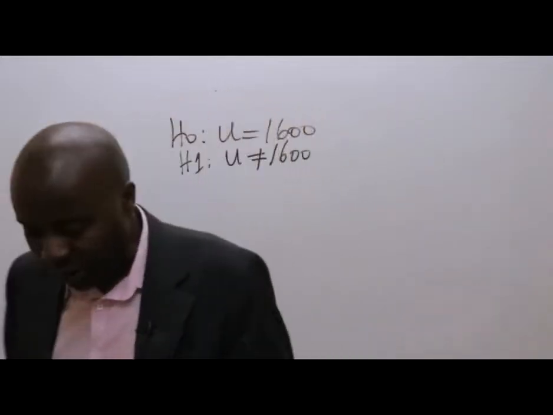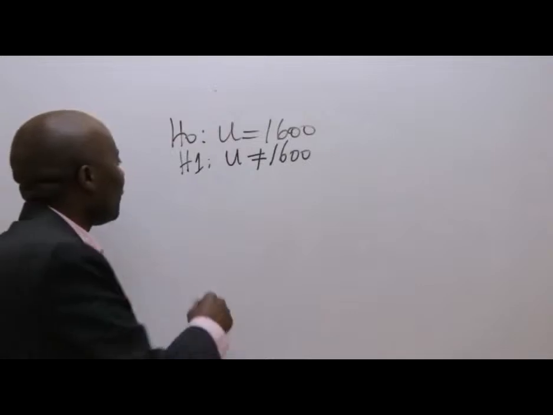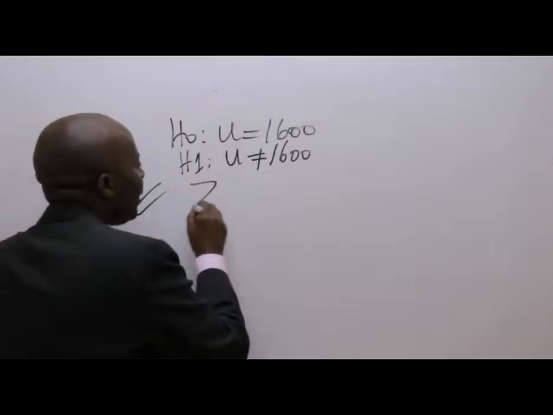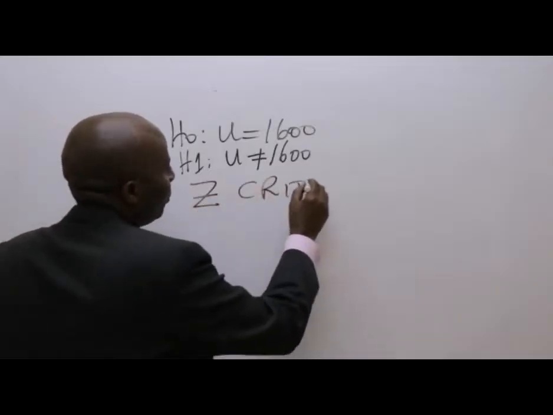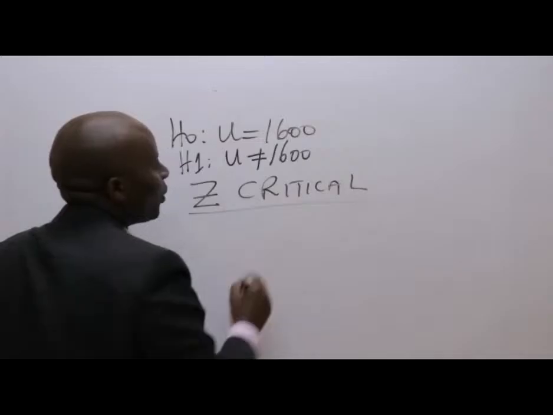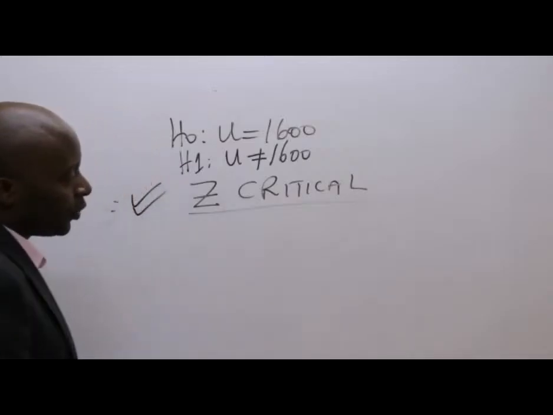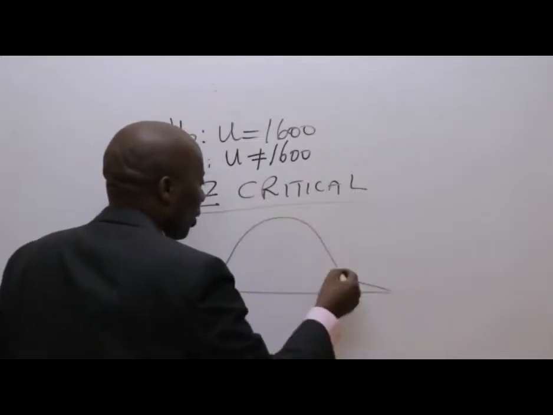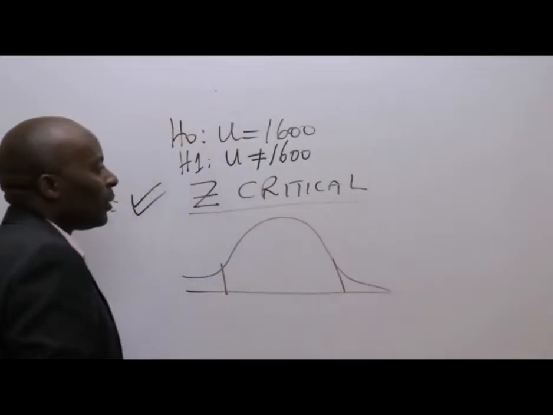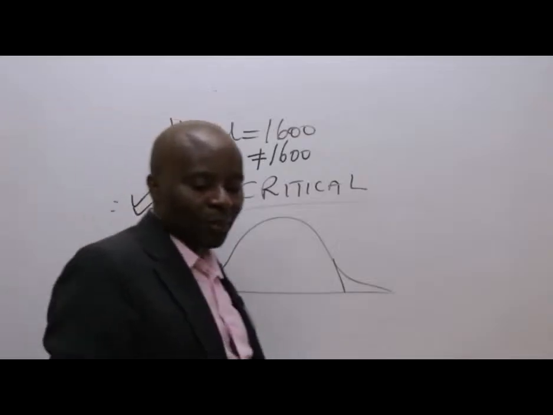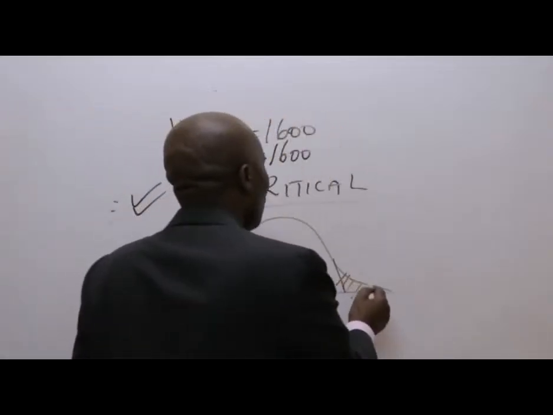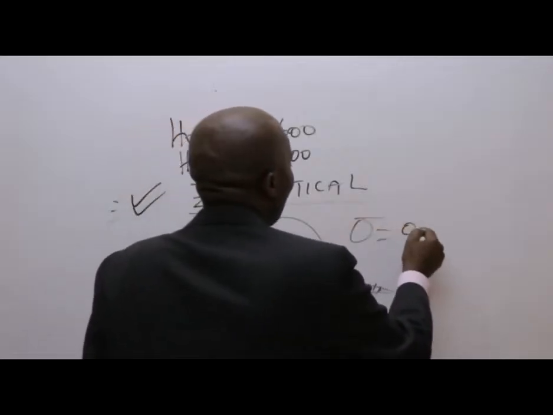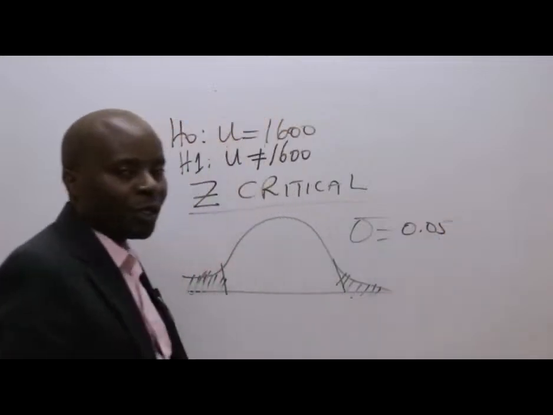Step number 2, ladies and gentlemen: given that this is a large sample, come and give us the Z critical. So for Z critical, we have to draw our good diagram. Remember, this examiner has given us the level of significance. He has told us that the level of significance happens to be 5%. 5% happens to be 0.0 what here?